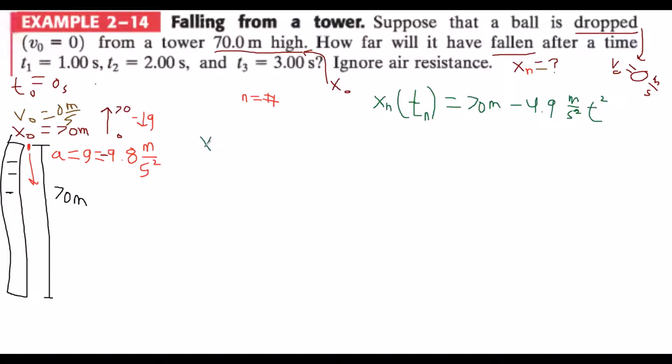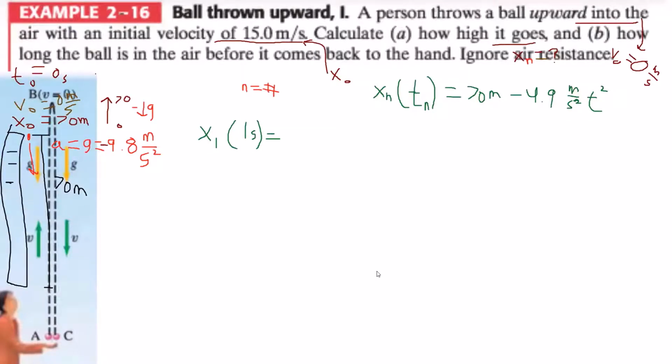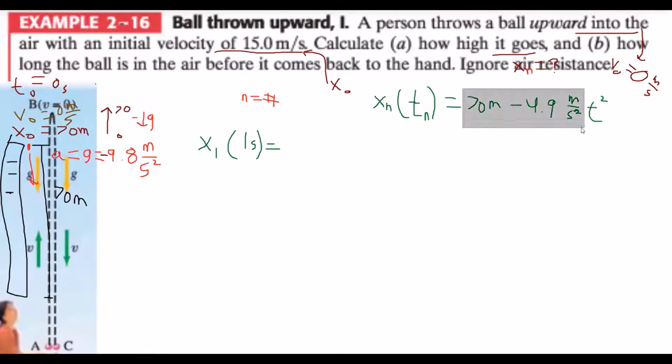So for x1, we're going to have our t1, which is 1 second. And that is equal to 70 meters times the thing. I'm just going to select it and copy and paste. Can I copy and paste? Oh, it's not working. Gosh darn. Yes. I'm going to do that part in text.